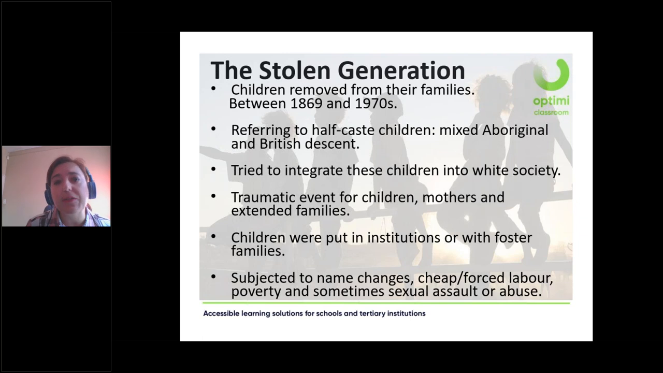houses to actually take the children away and to remove them and to put them either in foster homes or in societies where churches and so forth would actually raise these children and try to integrate them into white society. Now, children were put mostly in institutions or they were put with foster families. And then they were also subjected to name changes, cheap forced labor in many instances, poverty, and sometimes even sexual assault or abuse in these new families.